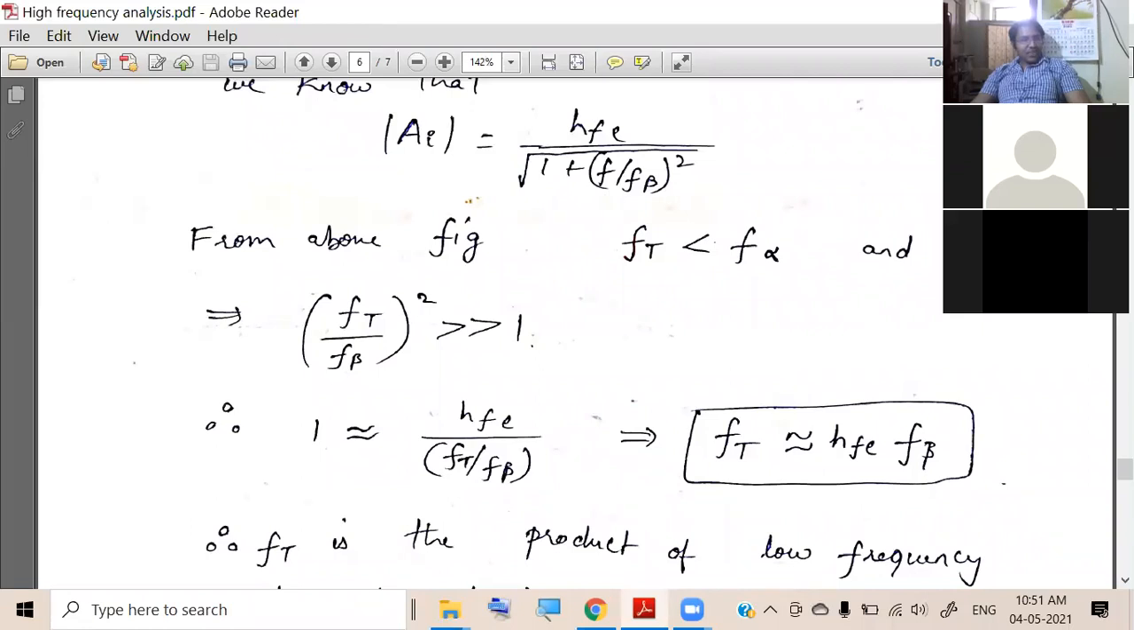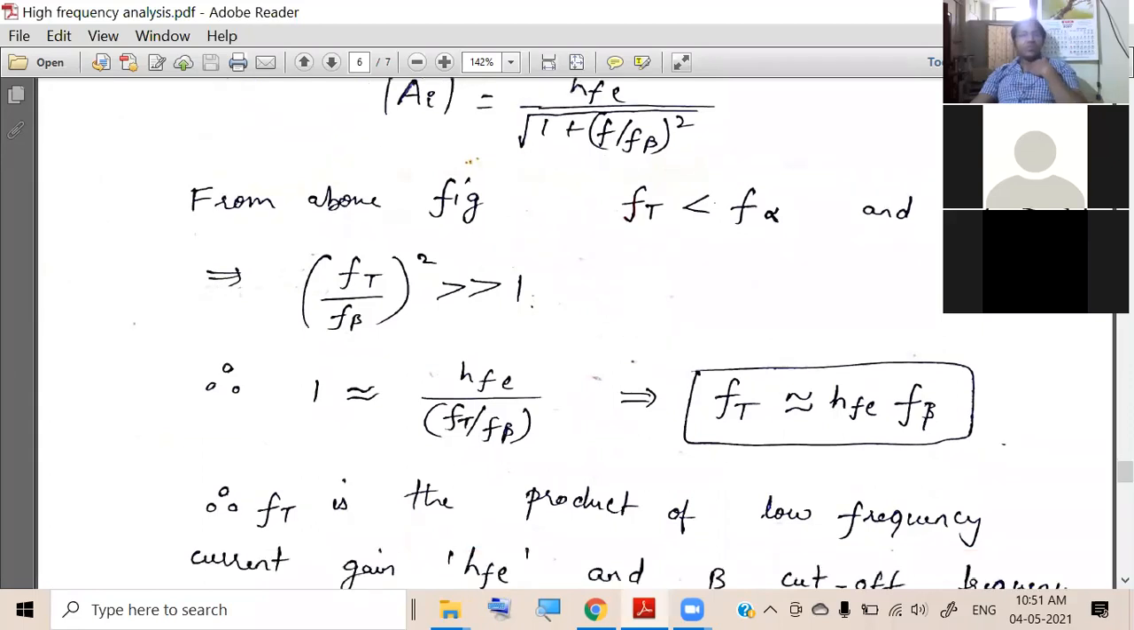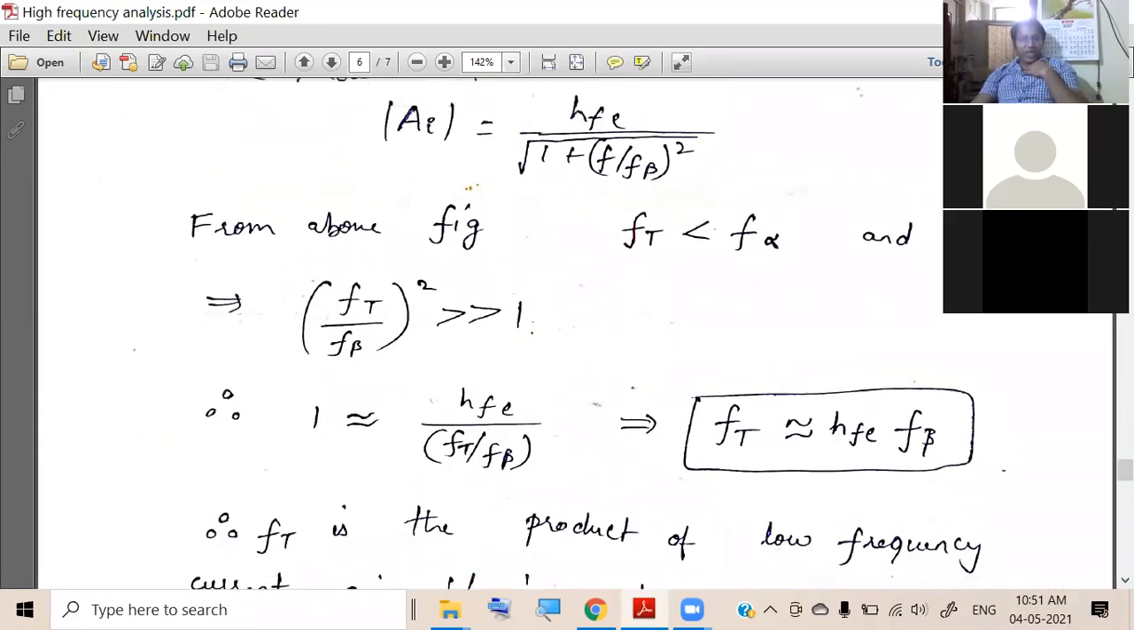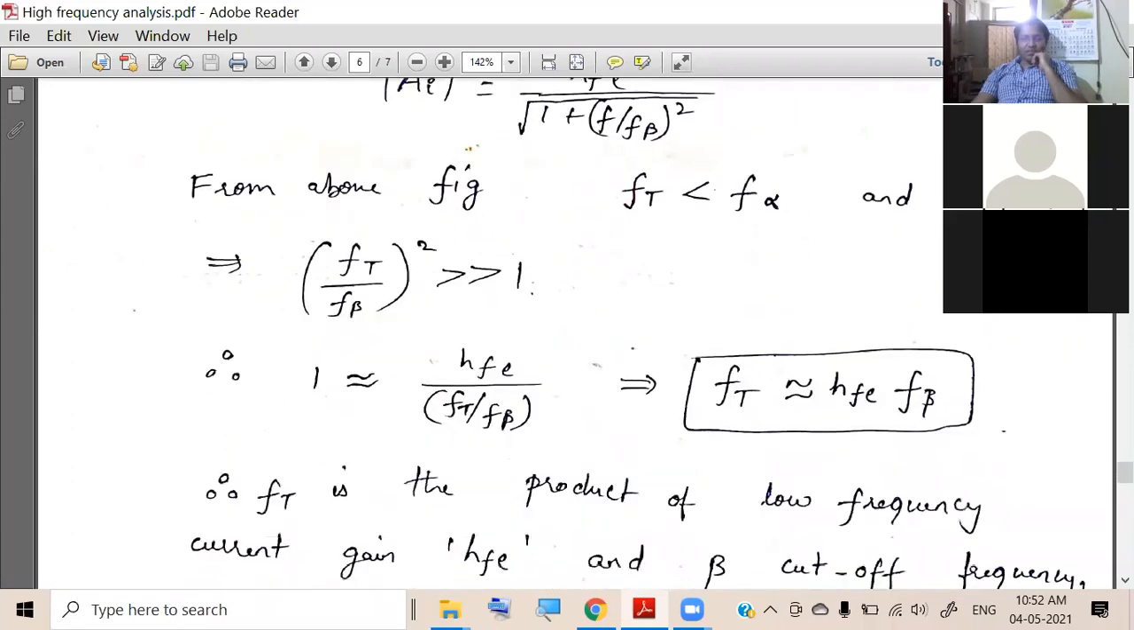Then what we will be doing next is, if we look at the expression, Ft by F beta, and then HFE. Let us see the graph.